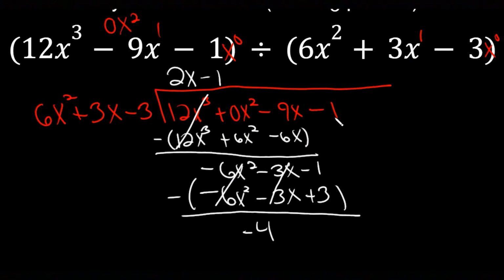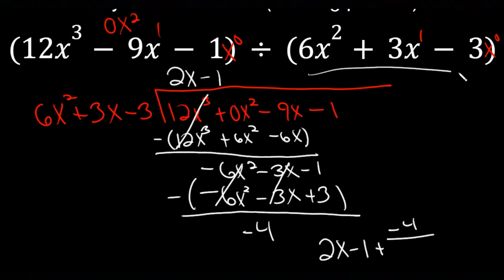We're going to say here 2x minus 1. So I'll write it down here. 2x minus 1. And then you're going to put your remainder, which is -4. So I'm going to put plus a negative 4 all over your divisor, which was right here, okay? So we may have to extend this a little bit. We're going to say 6x squared plus 3x, and then minus 3. Okay, there it is.